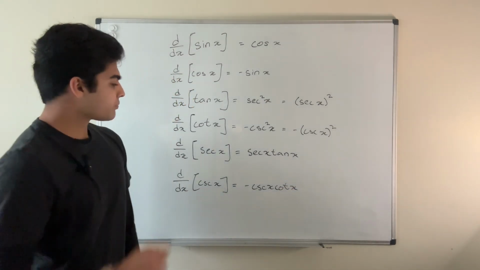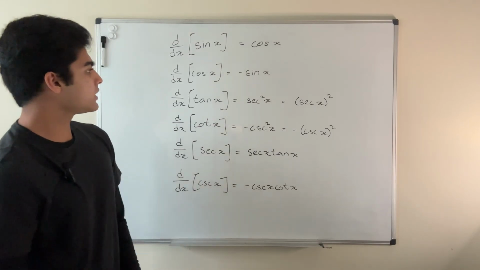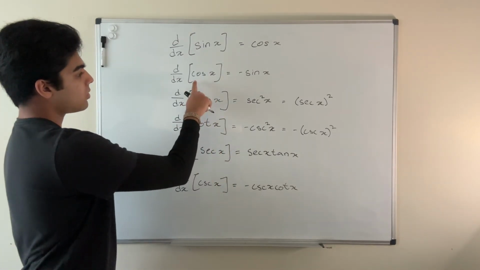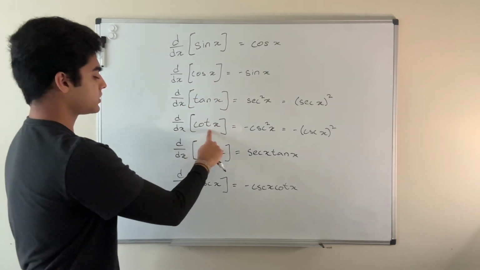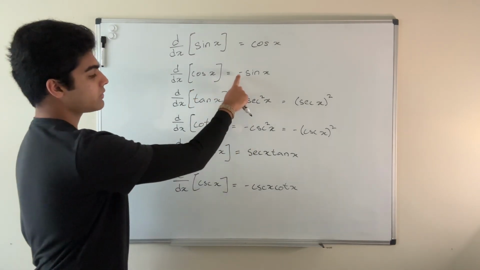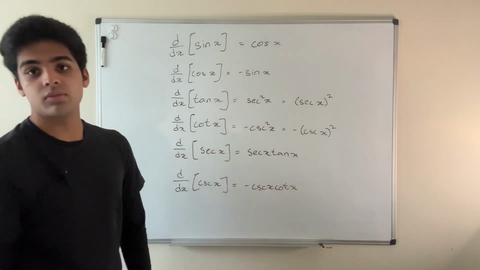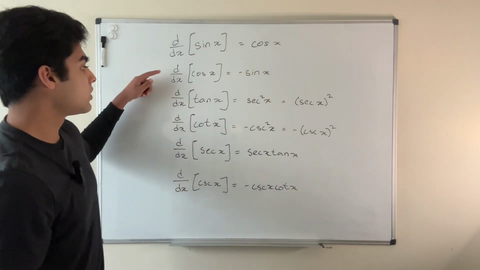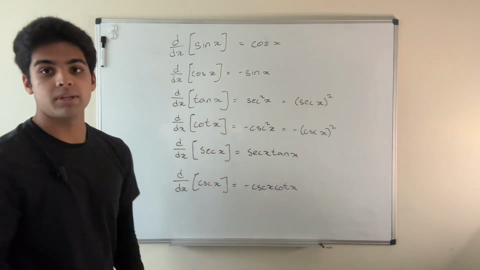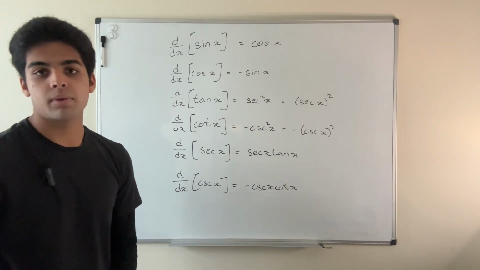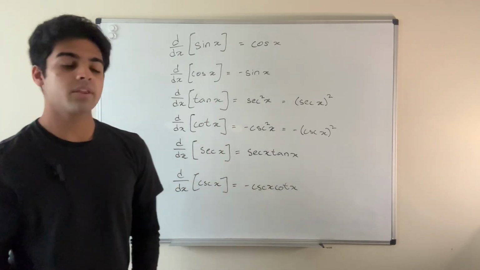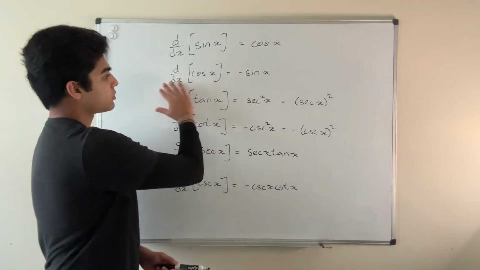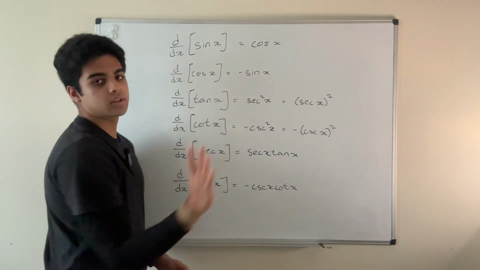Now, there's kind of a pattern here, and as you can see, all the trig functions that start with a c, like cosine, cotangent, and cosecant, they all have a negative in front of them. So that's a really good way to memorize it, is that all the trig functions with a c are going to be negative. Well, at least the derivative of them are going to be negative. Similarly, all the c functions seem to go together, right? Like, except for cosine x, but these two are kind of different.